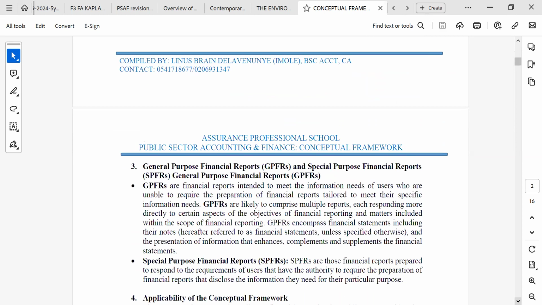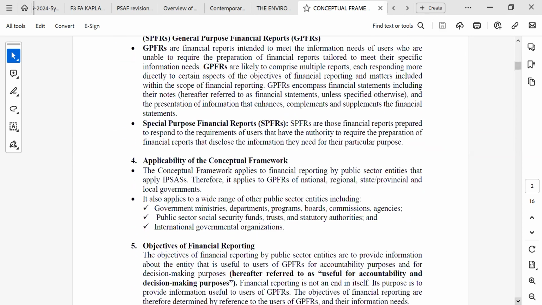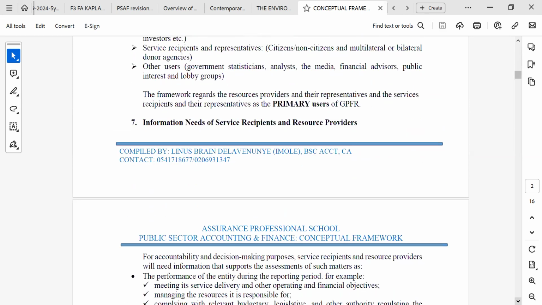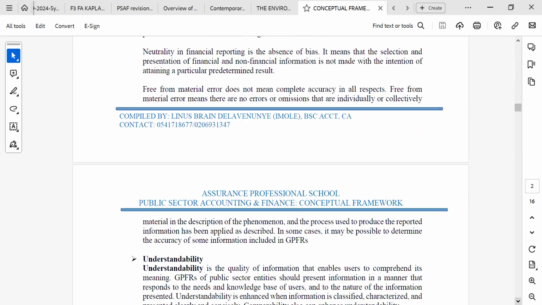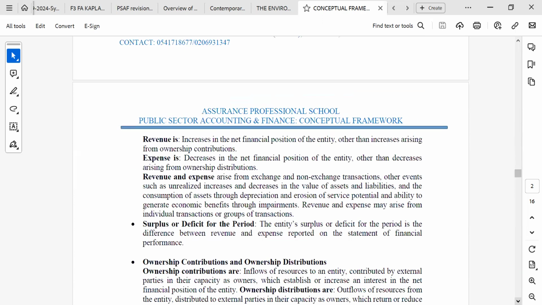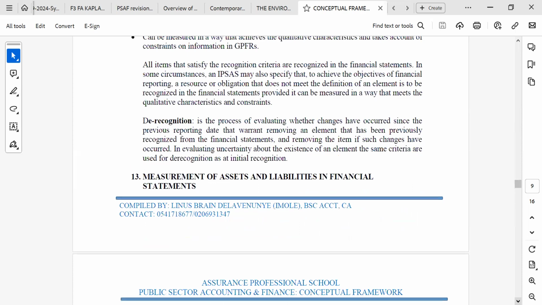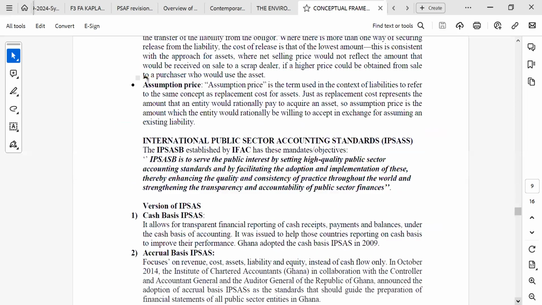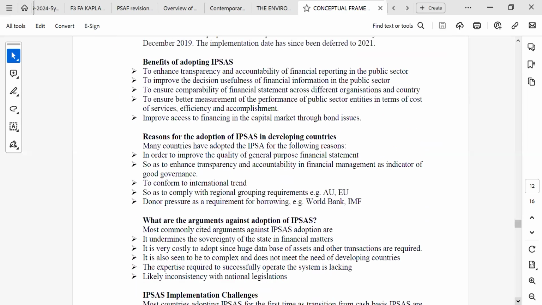Then I'll move on to what we call the general purpose financial reporting and the special purpose financial reports. What I'll do is that we'll be taking questions as we are moving on. This is too plenty. If I want to finish all before we take a question, that will be a problem. So as we are moving on, we'll be taking questions. So we are done with the applicability and all those things of the IPSAS.